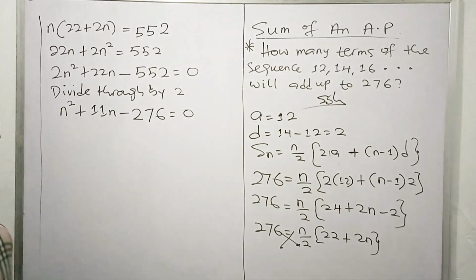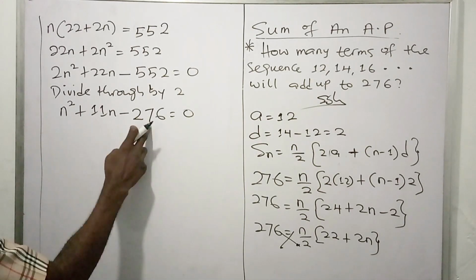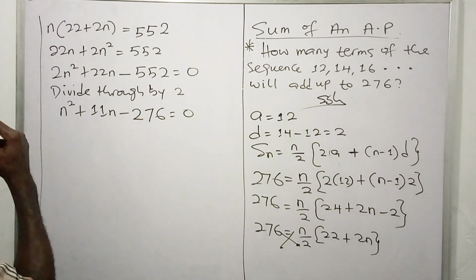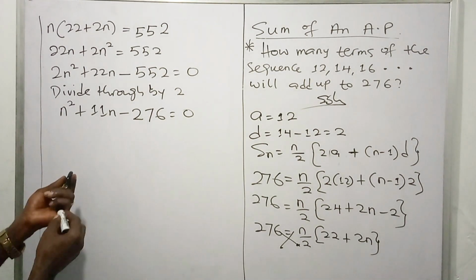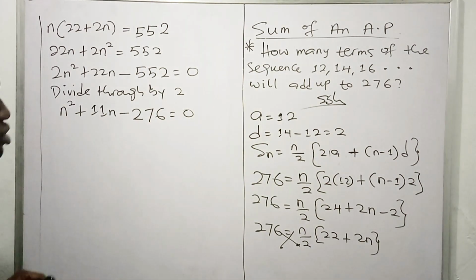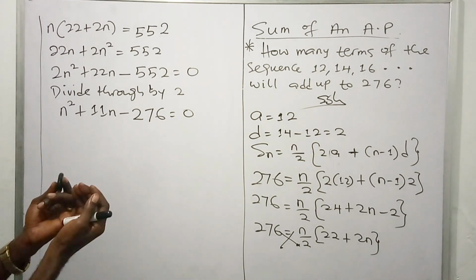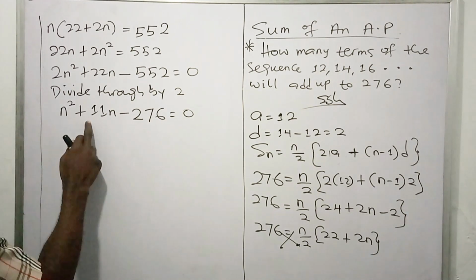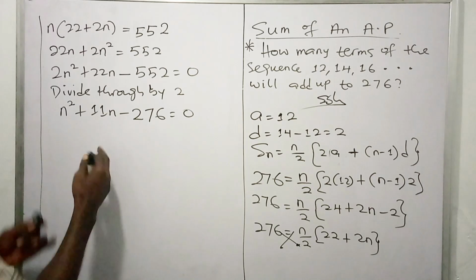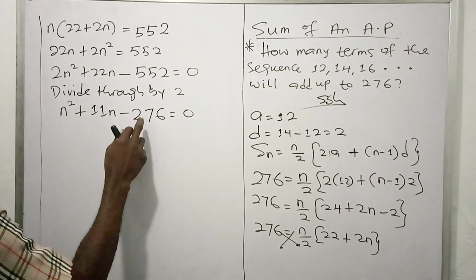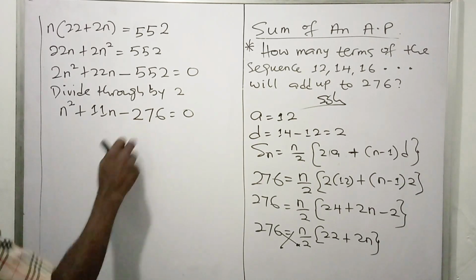Now, how do we resolve this? The coefficient of the first term is 1, so 1 times this will give us 276. Then we look for the factors of 276 such that when we add both of them, it will give us the middle term, which is plus 11. And if we multiply those two factors, it will give us our 276.